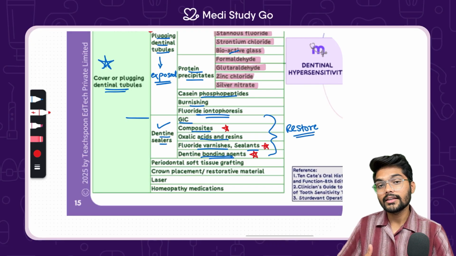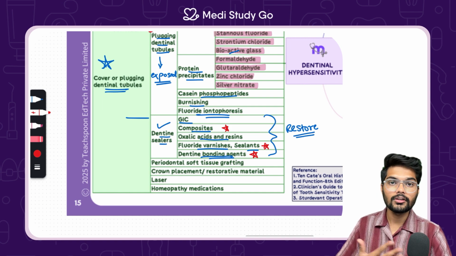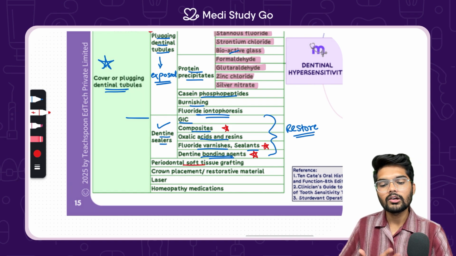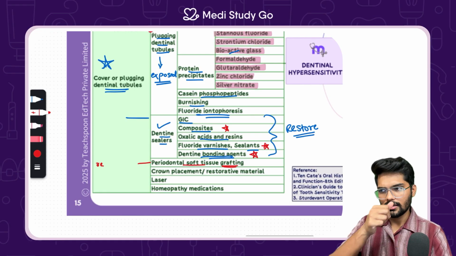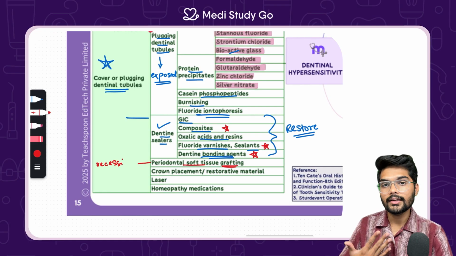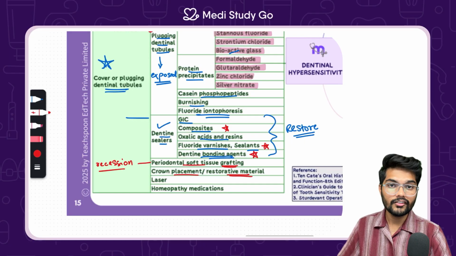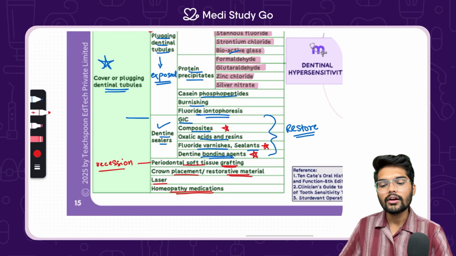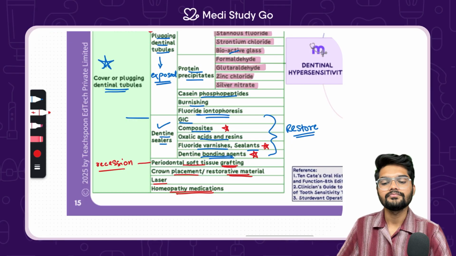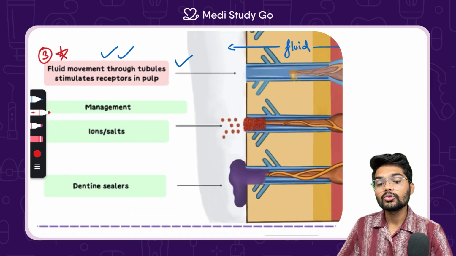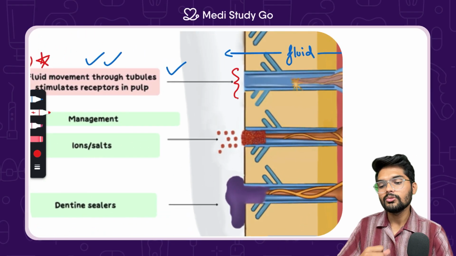After that, if the reason is periodontal, if the cause is related to the periodontal aspect, we need periodontal soft tissue grafting to cover for the recession or manage the inadequate width of attached gingiva, crown placement or restorative material, again laser or homeopathy medication.